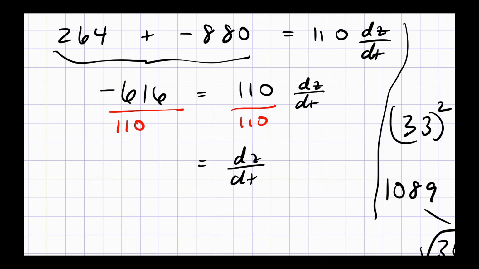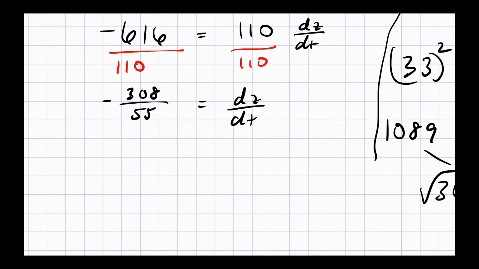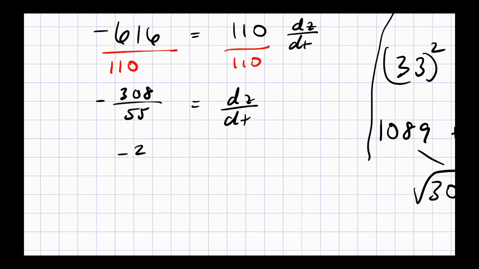And you can use a calculator on these questions, so reducing fractions isn't that bad, okay? So like if you divide them both by 2, you get 308 over 55. And then you can divide them by something else. 308 divided by 11. You can divide them both by 11 as well. So it's negative 28 over 5.